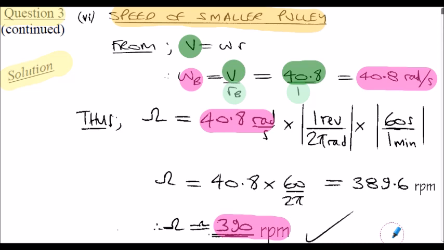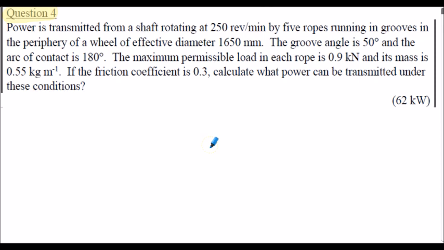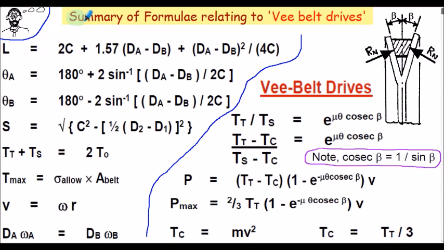Question 4. I'm going to let you read the question and review the solution at your own pace. The question actually wants us to calculate the power that can be transmitted under the conditions stated in the question. So if we view our summary of formulae related to V-belts, it's actually requiring us to use this equation. Again, I will let you think through the solution for yourself. On reviewing this slide, I would encourage you to think about the information given in the question, or information that we need to calculate, and then determine the power.